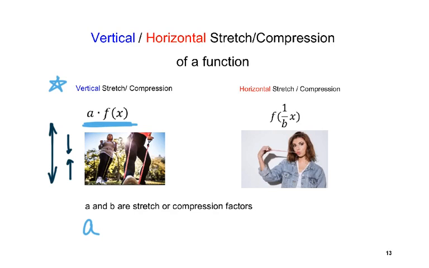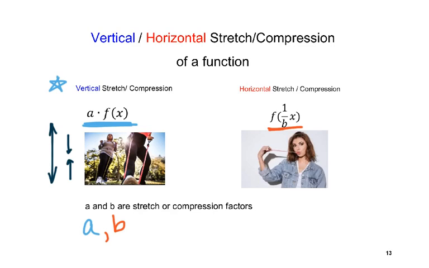Whereas with a horizontal stretch or compression, we use this formula here, f of 1 over b times the x value. And so we have these two values, a and b, and those are our constants that help us understand this horizontal stretch and compression and vertical stretch and compression.